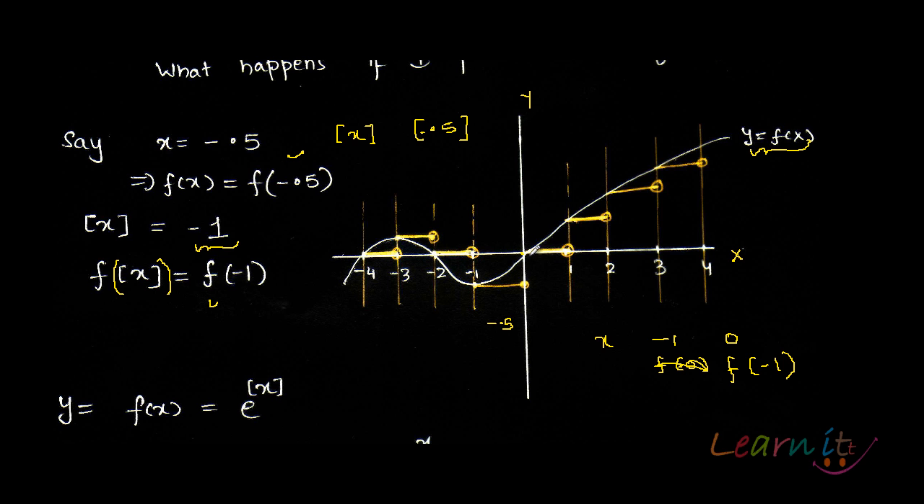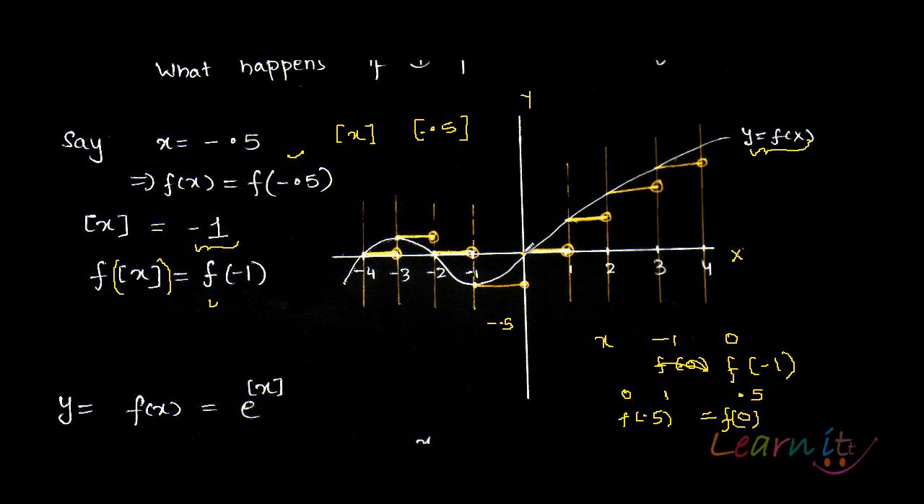Now what happens to f of anything between 0 and 1? Say 0.5, half. What is the greatest integer less than or equal to 0.5? It's 0, right? So f of 0.5 will actually equal f of 0. So everything between 0 and 1 will have the f value equal to f of 0.